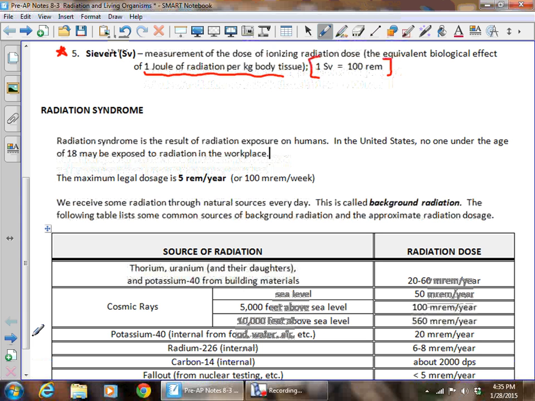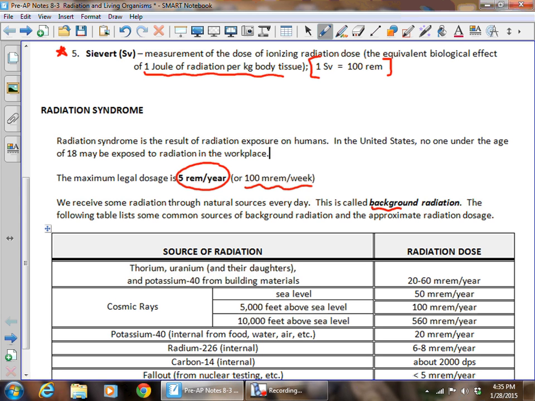In the United States, you cannot work legally at all if you are under the age of 18 around radiation, whether it's to clean up in a nuclear power plant or to work around it in a hospital where they're doing x-rays, etc. You cannot be around it. The maximum legal dosage is 5 REMs per year or 100 millirems per week. They wear dosimeters. If you work in areas like this, that will help you keep track of how much radiation exposure you've had.